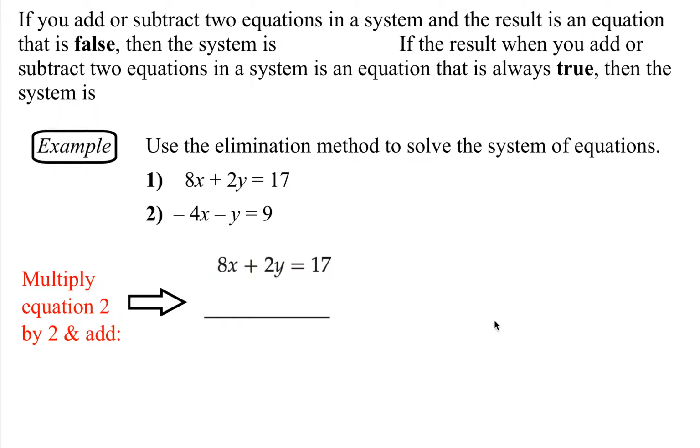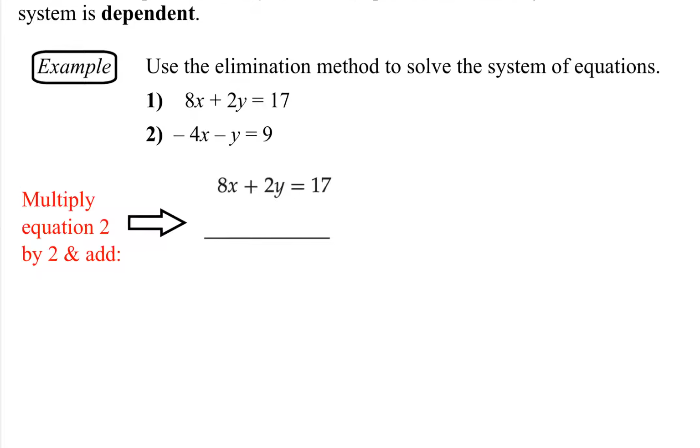If you add or subtract two equations in the system and the result is an equation that is false, usually this is when your variables drop out and you get two numbers being equal to each other and it's false, we say that the system is inconsistent. There are no solutions. Now if your variables drop out and you get a true statement like 3 equals 3, then we say the system is dependent. So it's consistent and dependent. We talked about that a little bit in our last lesson as well. So let's take a look at an example where this happens.